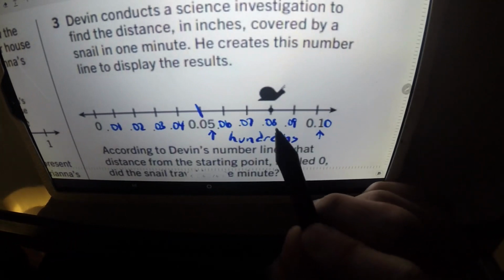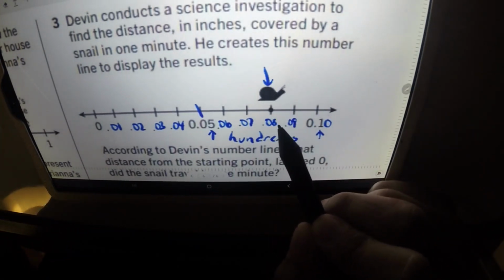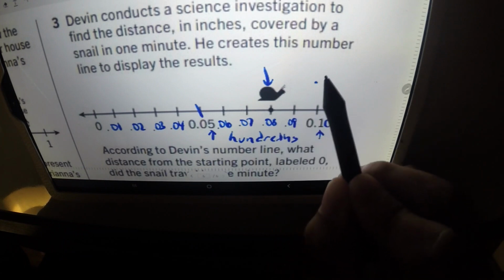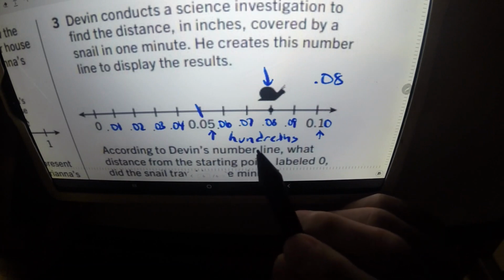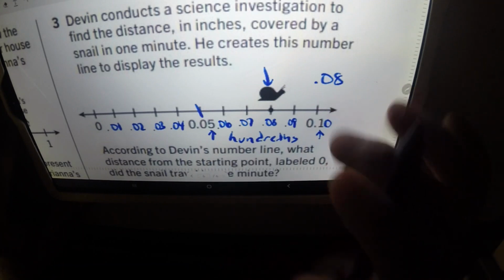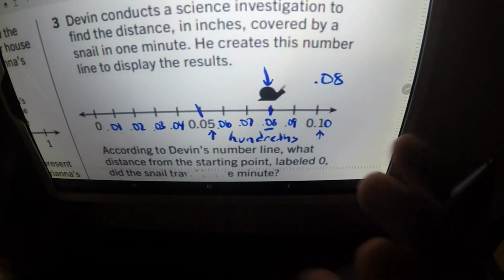So we can tell that this snail is above which mark? 0.08. So it helps to examine these things first. All right, so that's where the snail is at, right above the 0.08. You can see that right there.